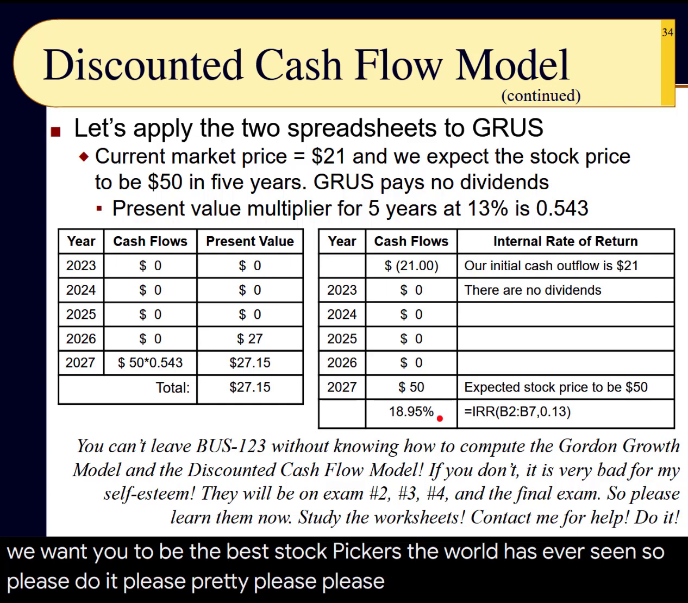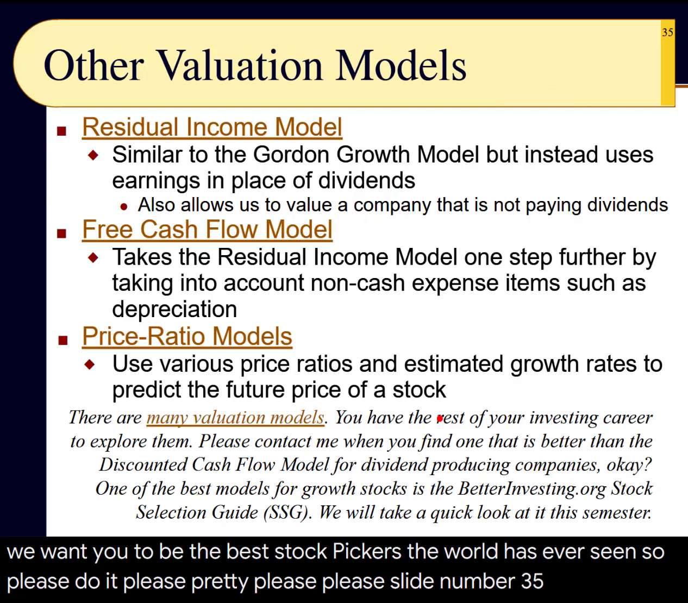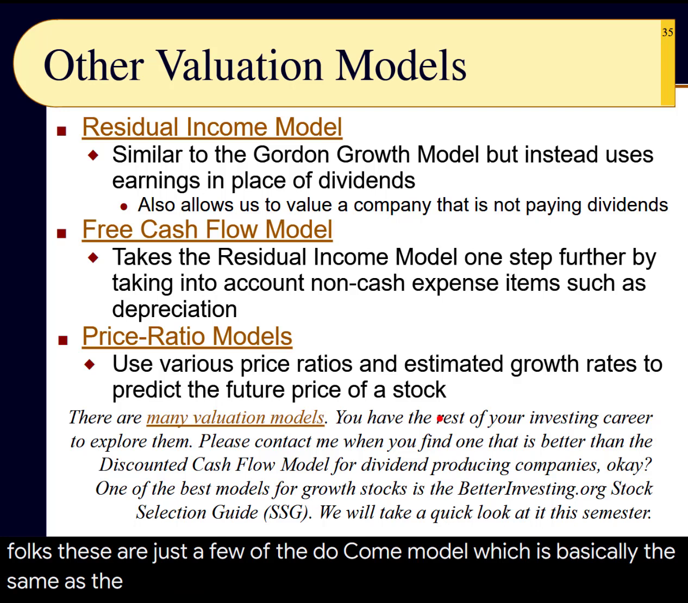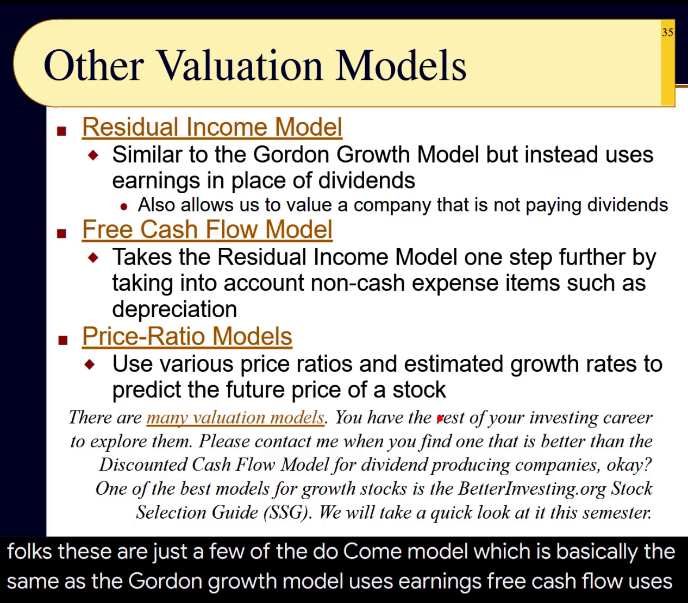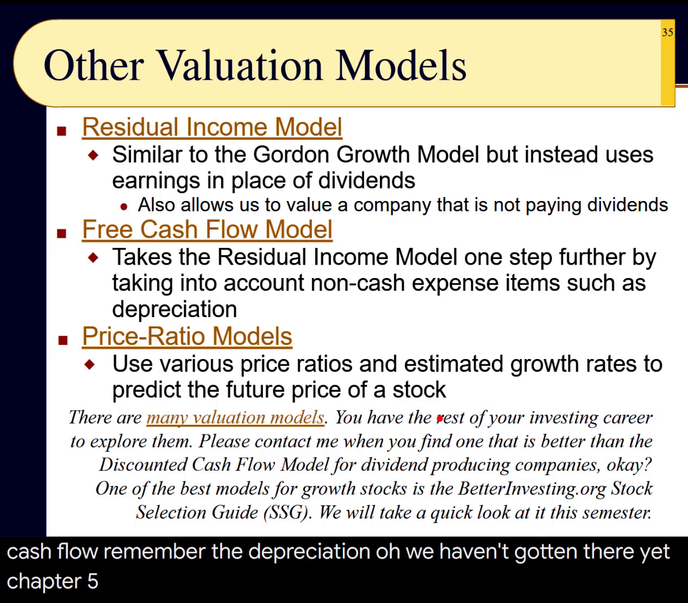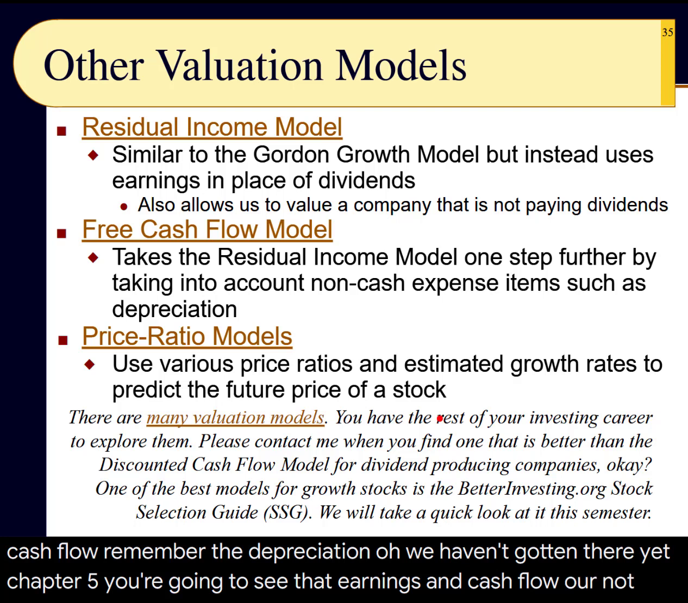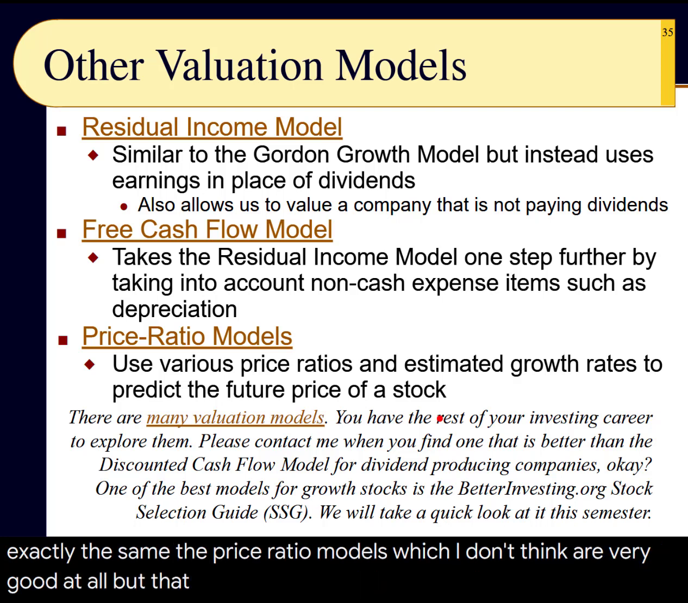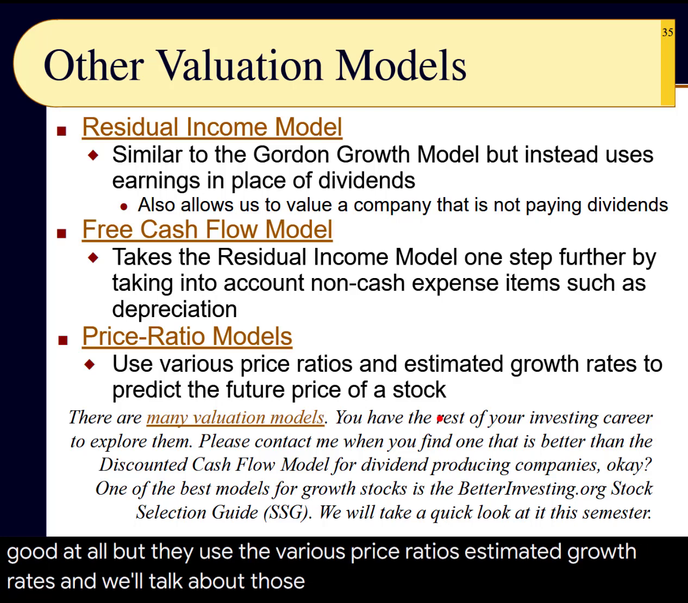Slide number 35. Folks, these are just a few of the dozens of models out there. The residual income model, which is basically the same as the Gordon growth model, uses earnings. Free cash flow uses cash flow. Remember depreciation? Oh, we haven't gotten there yet. Chapter 5, you're going to see that earnings and cash flow are not exactly the same. The price ratio models, which I don't think are very good at all, use the various price ratios and estimated growth rates, and we'll talk about those in the next chapter.